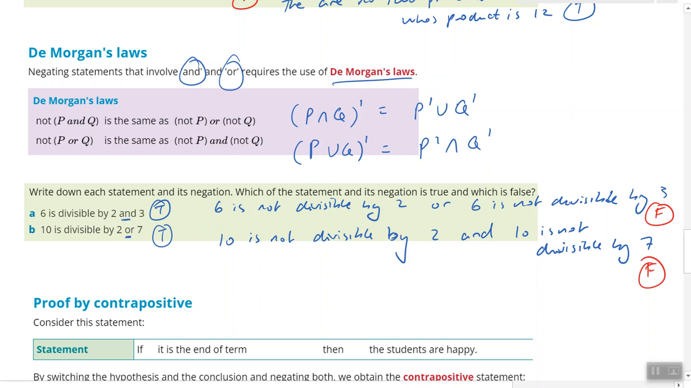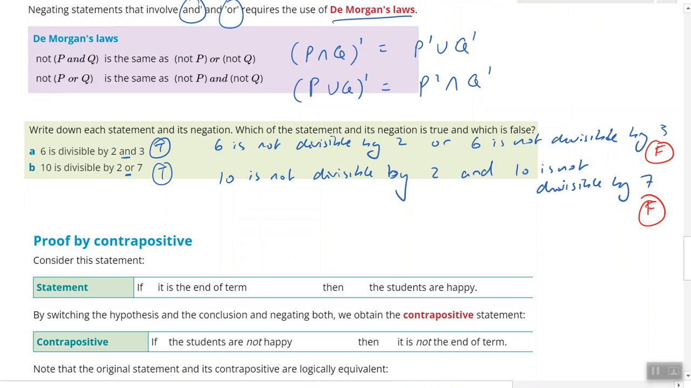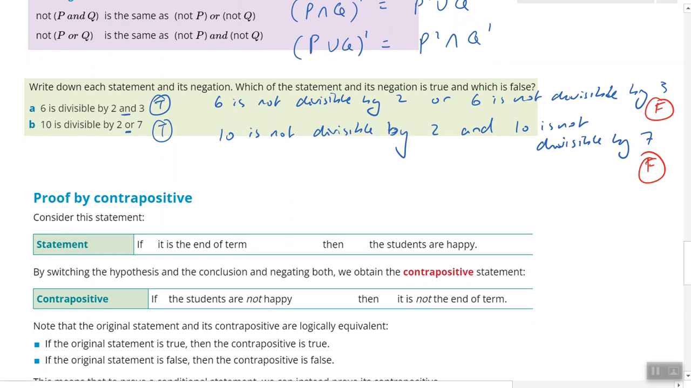All right, let's go to the crux of the exercise. So it's proof by contrapositive. So let's go back to the statement. If it is the end of term, so that's your P, then students are happy, Q. Okay, so if P is true, then Q is true. So by switching the hypothesis, we negate both. We obtain a contrapositive statement. So contrapositive statement basically means we go backwards and we negate each of the original statements. So if students are not happy, then it is not the end of term.